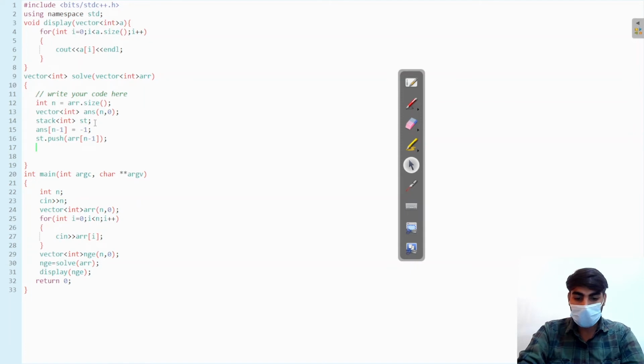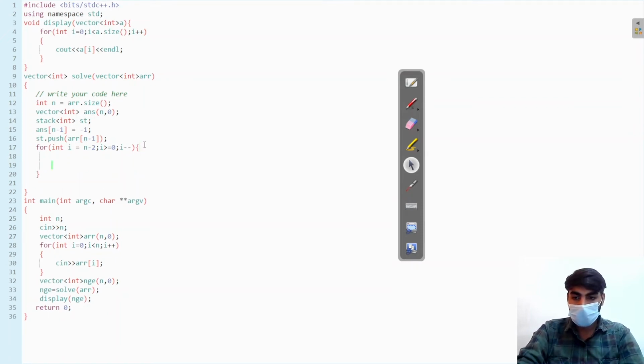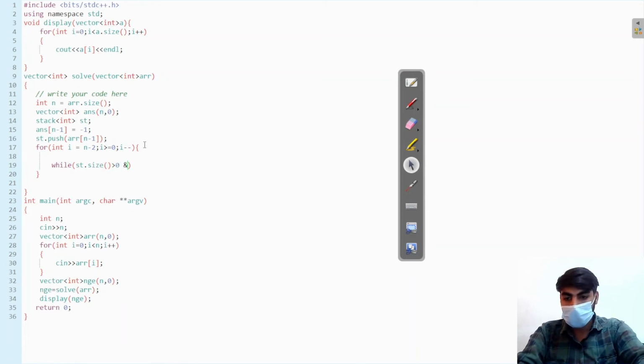Then we start iterating from right to left. For that, int i is equal to n-2, i is greater than or equal to 0, and i minus minus. Okay. So firstly we check while st dot size is greater than 0 and st dot top is greater than or equal to arr at i.